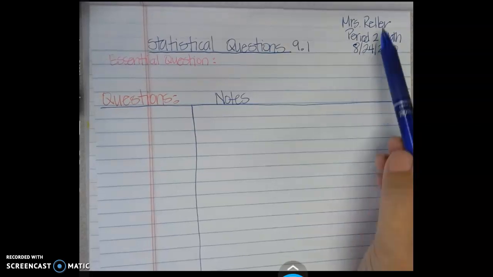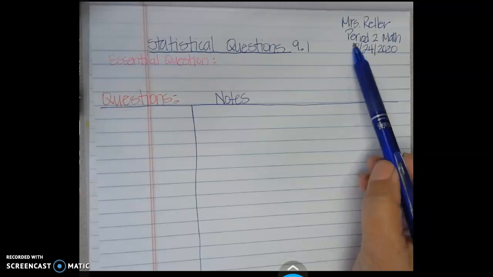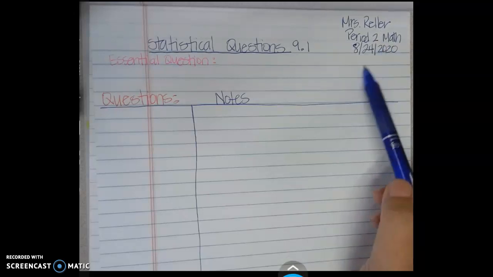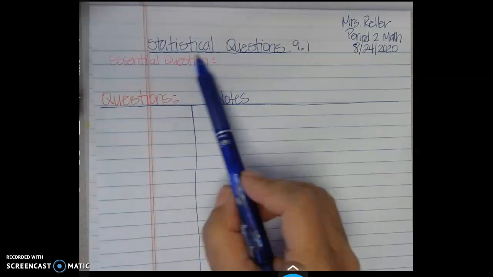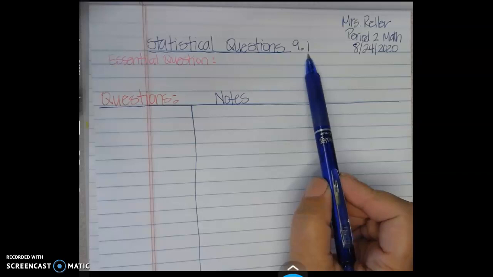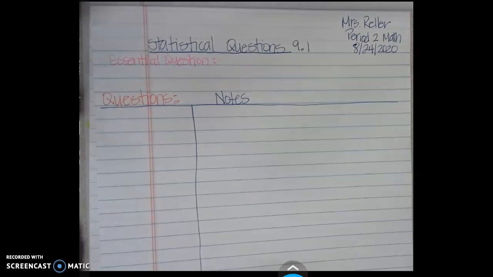The first thing you need to do is put your name in the top right-hand corner, then the period. So I wrote period 2, and then I wrote the subject, math. And then I wrote the date, which happens to be August 24th, 2020. You're then going to put your title, and I wrote statistical questions. I wrote 9.1 because that is the section in our book. After that, you usually have an essential question or a learning objective.